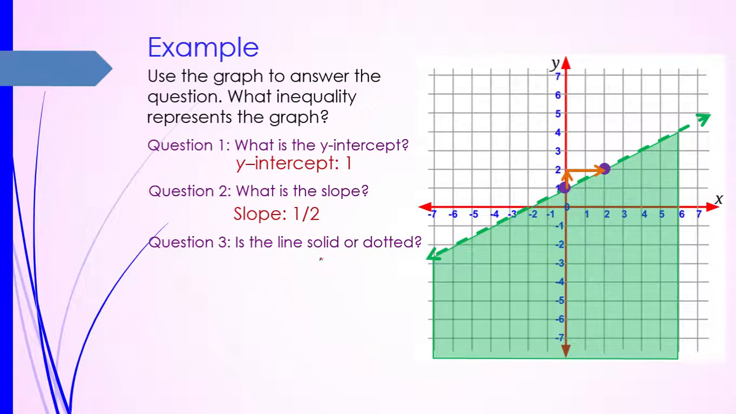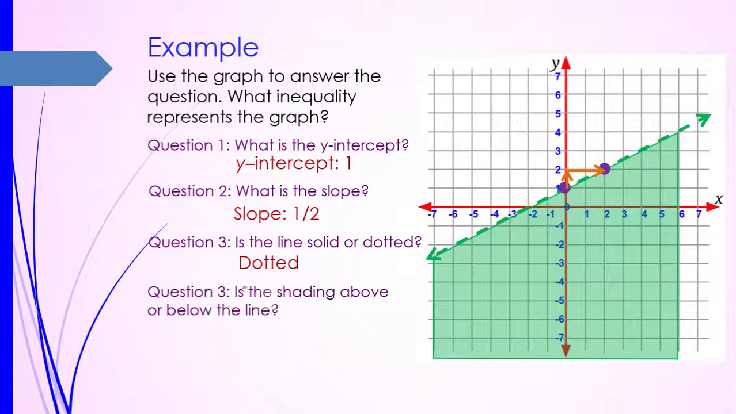Third question, is the line solid or dotted? As you can tell, it is a dotted line. Question 4, is the shading above or below the line? It is clearly below the line. That means we're going to use a less than symbol. So we write it out as y is less than 1/2 x plus 1.